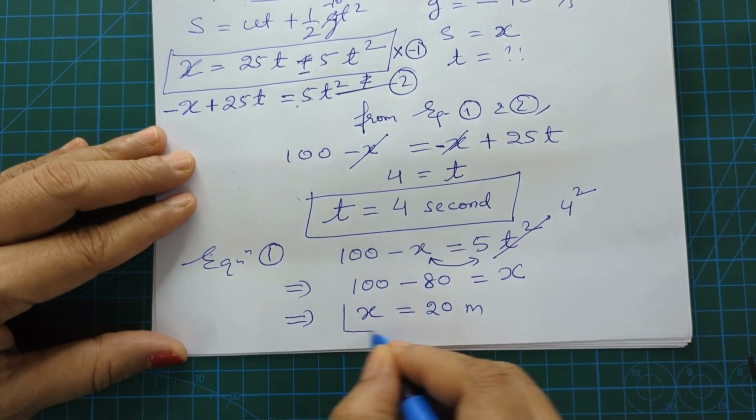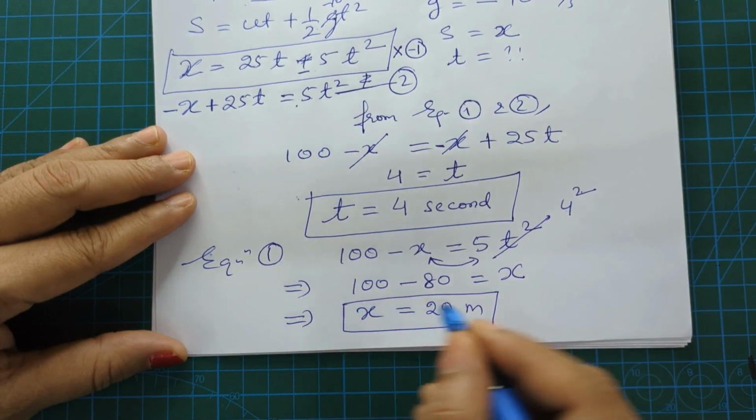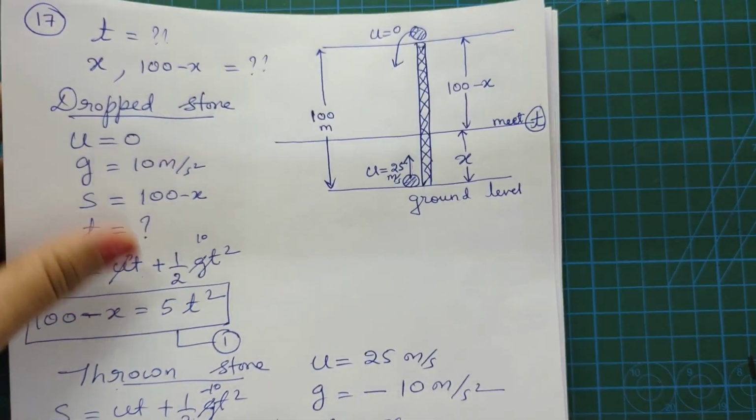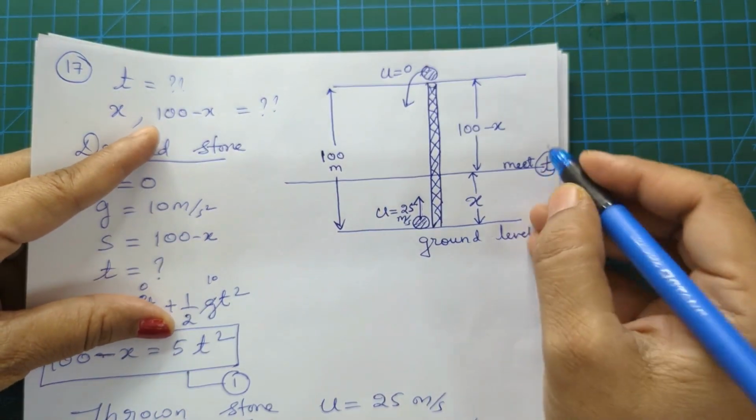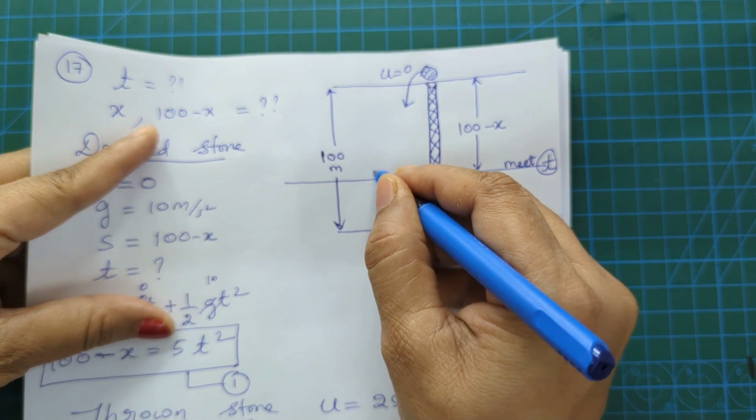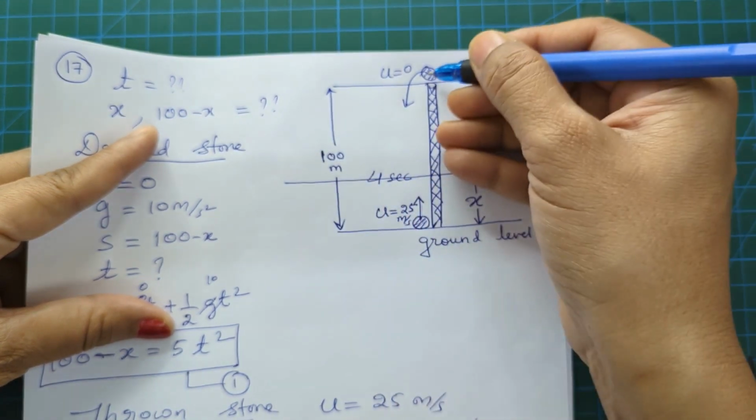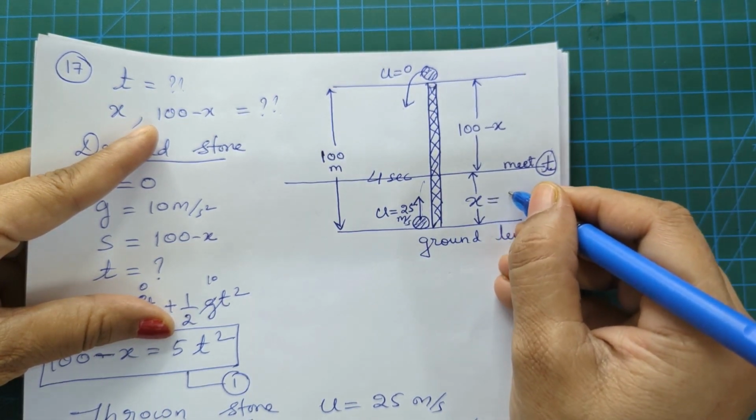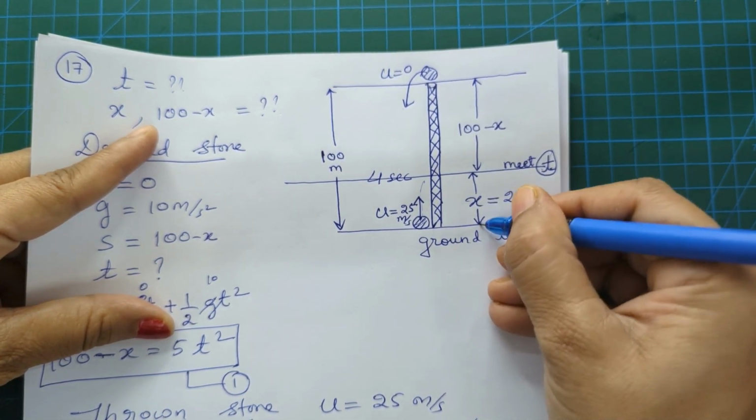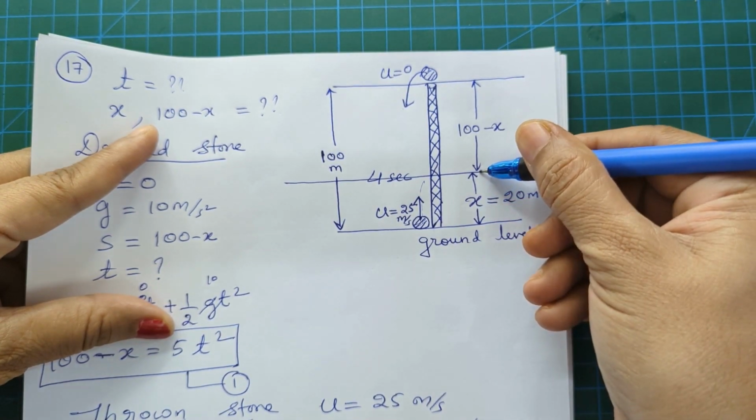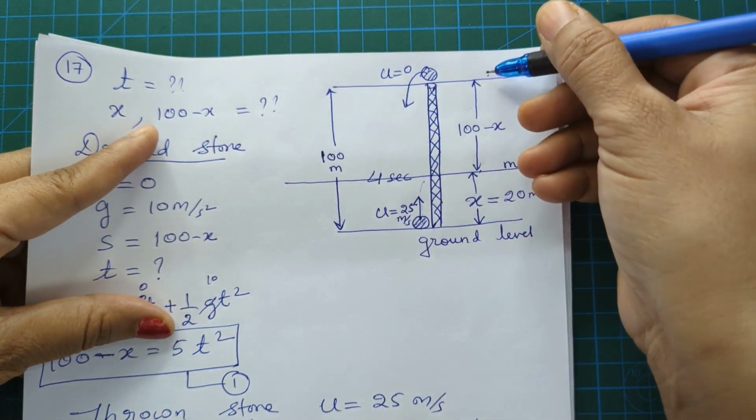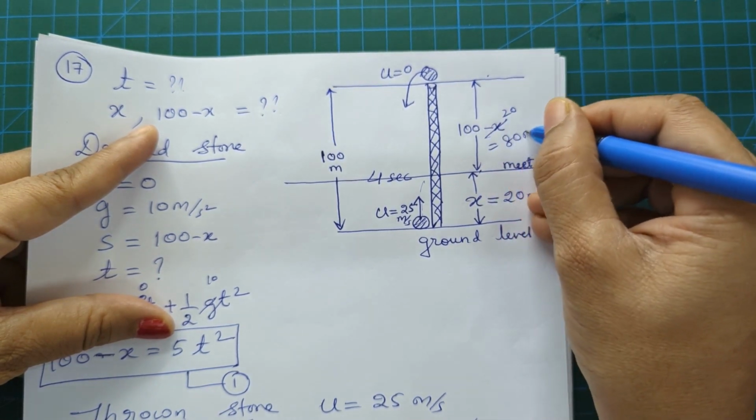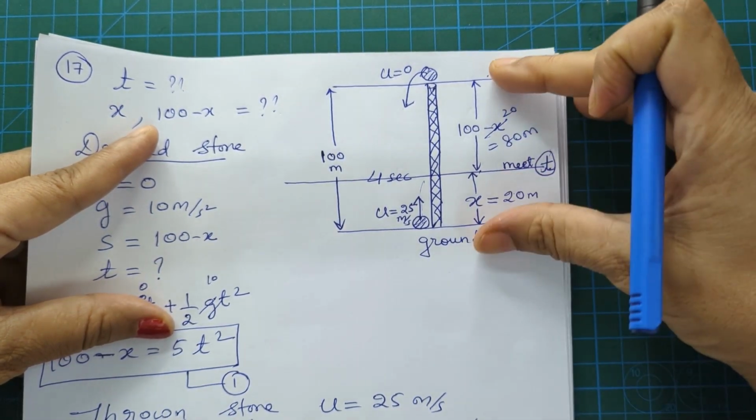At what distance from the ground level do the two stones meet? They meet at 20 meters above the ground. So come back to the diagram. The question was, when and where do they meet? They meet 4 seconds after drop and throw, so time is common. x turned out to be 20 meters. From ground level, the stones meet at 20 meters, and from the highest point, at 100 minus 20, that is 80 meters. So 80 plus 20 is 100, that is the height of the tower.